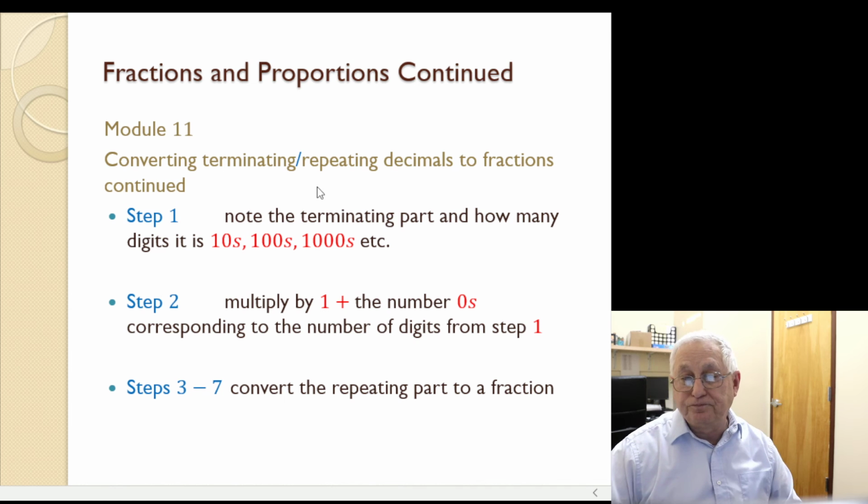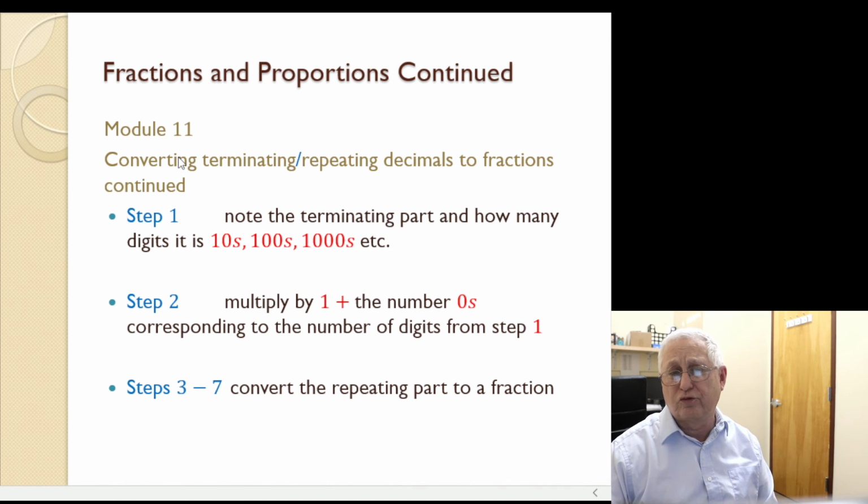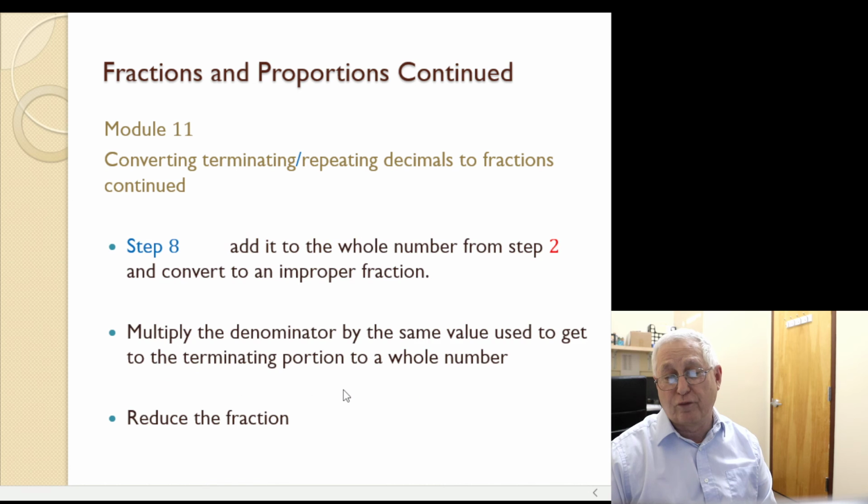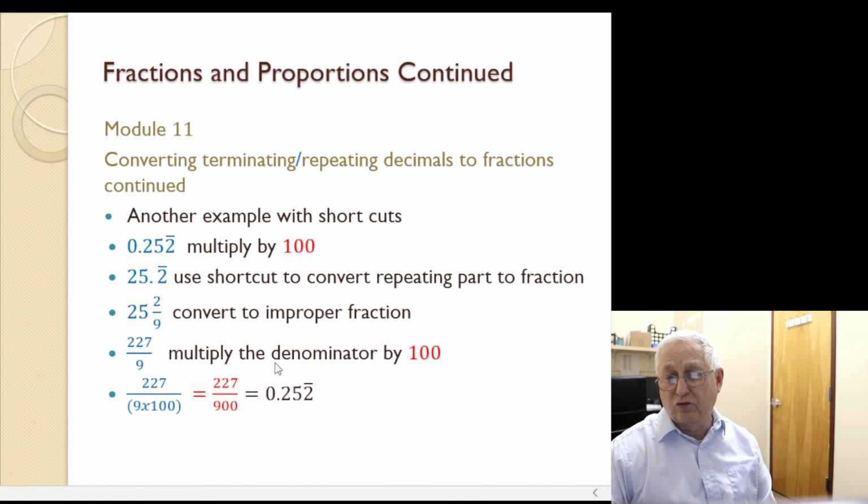Converting terminating-repeating decimals to fractions continues. Step 1: Notice the terminating part and how many digits it is: tens, hundreds, thousands, etc. Step 2: Multiply by 1 plus the number of zeros corresponding to the number of digits from step 1. Steps 3 through 7: convert the repeating part to a fraction. Step 8: add to the whole number from step 2 and convert to an improper fraction, and then multiply the denominator by the same value used to get the terminating portion, and then reduce the fraction.